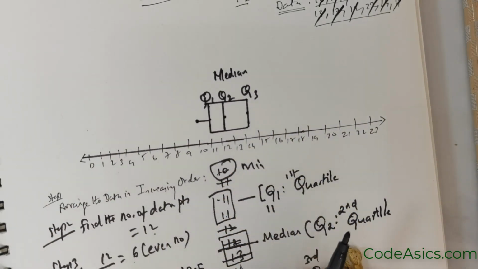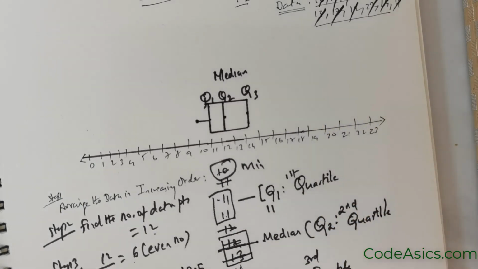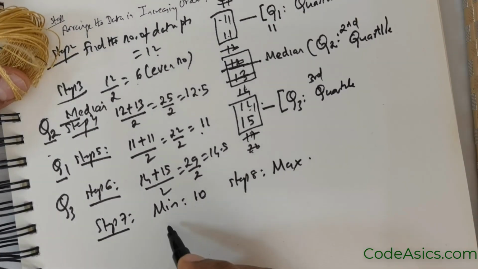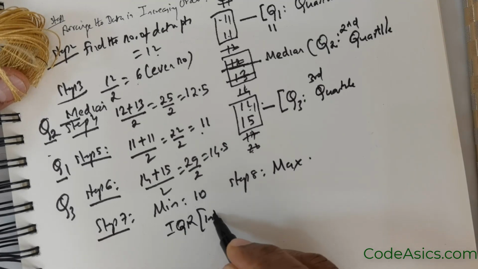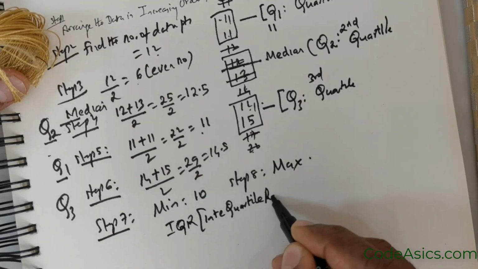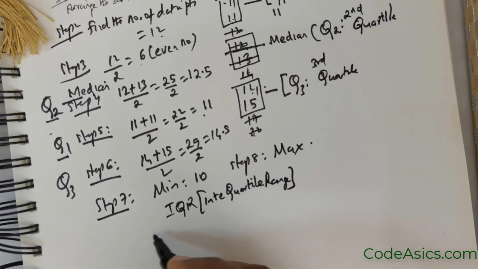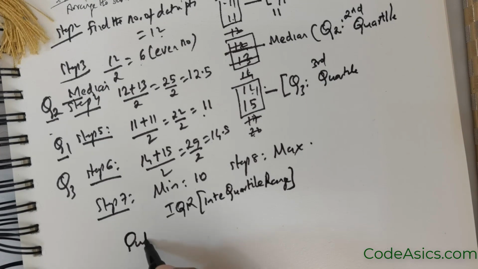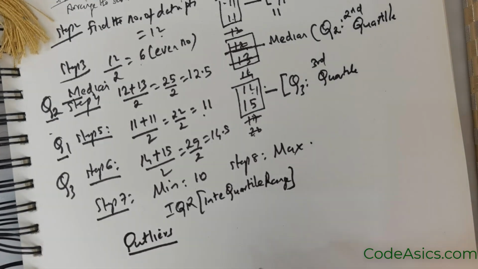Now, as I mentioned to you, don't be in a hurry to draw the maximum. Why? Because we need to find the all important value, what is called the interquartile range. This is very important. Now why is this very important? Because this helps us to find outliers. Now what do you mean by outliers? I'm going to explain it to you within a minute.